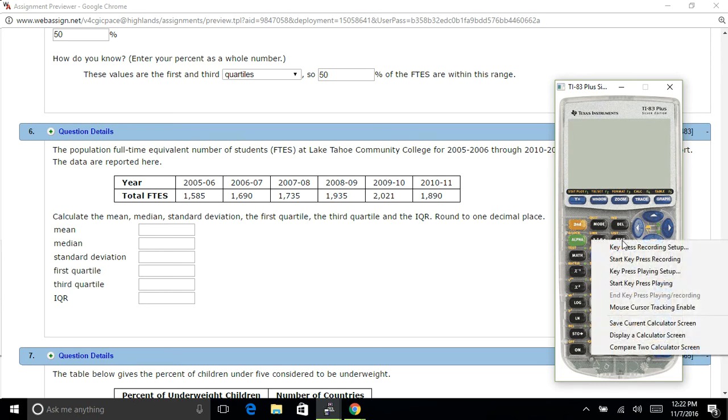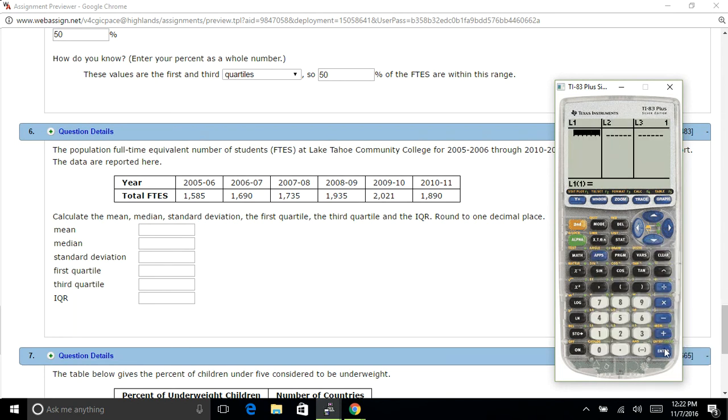So I'm going to go to stats. Stats. I'm going to hit enter. And then I'm going to put 1585. 16. Okay, all I'm putting is the students. I'm not putting in the year ranges. They don't want to know anything about the years. They just want to know about the students. So I'm just going to put my values in my calculator.